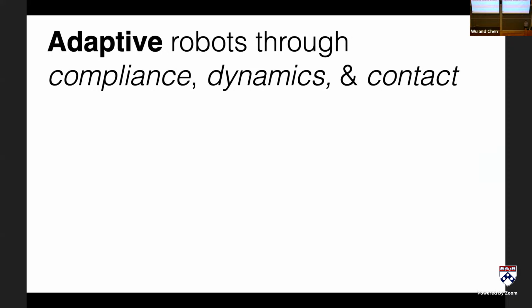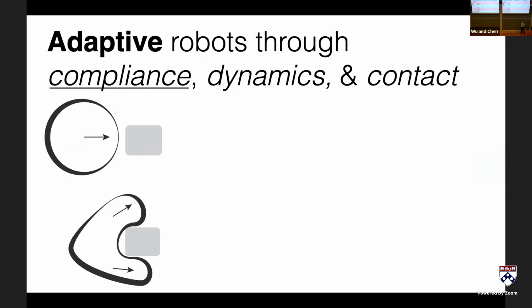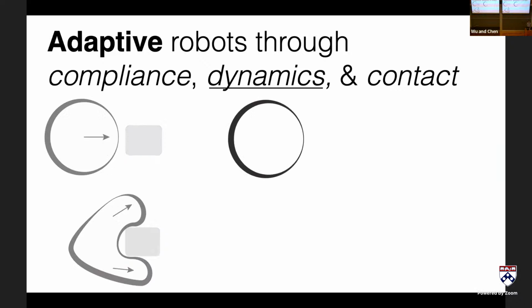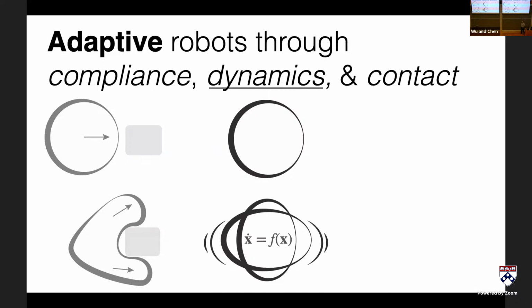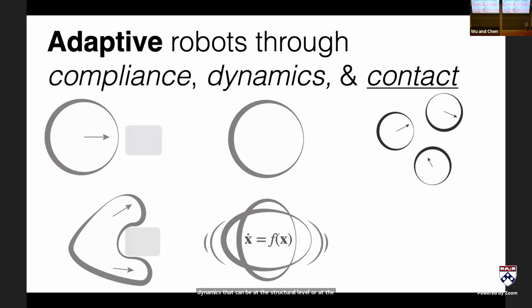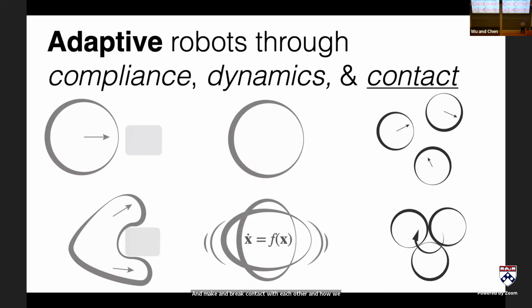Just to give some sense of what I mean, I'm interested in systems that have some sort of compliance that allow them to adapt to perturbations from the external environment through structural changes, through changes in compliance or changes in reconfiguration of body type. I'm interested in systems that have dynamics that allow them to have interesting adaptive properties, at the structural level or at the feedback control level. And I'm also interested in collective systems that interact through contact, that can make and break contact with each other, and how we can use the interesting physics of contact interactions to control collective behaviors and make for interesting adaptive collective behaviors.